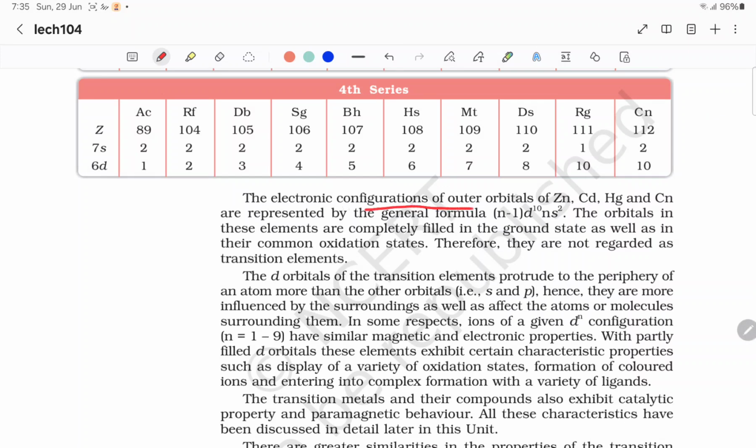The electronic configurations of outer orbitals of zinc, cadmium, mercury are represented by the general formula (n-1)d10 ns2. The orbitals in these elements are completely filled in the ground state as well as in the common oxidation states. However, they are not regarded as the transition elements.